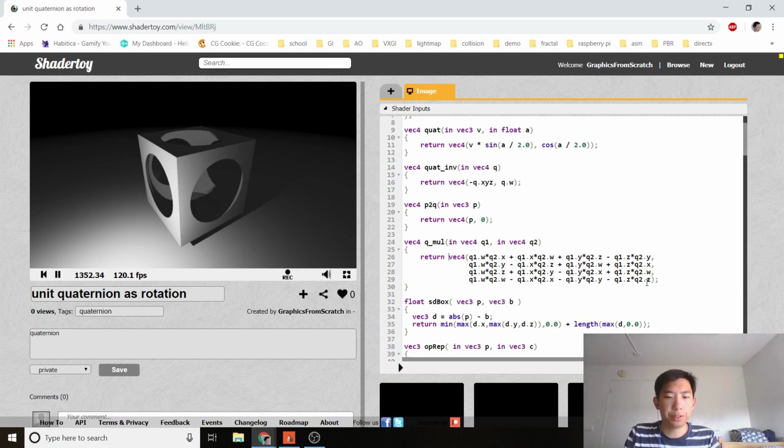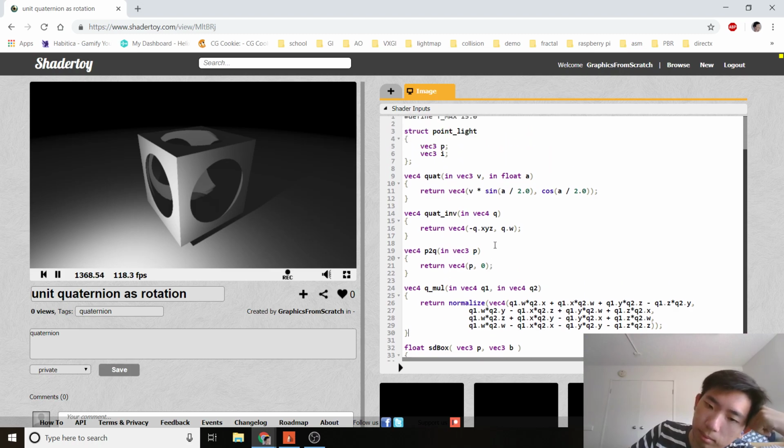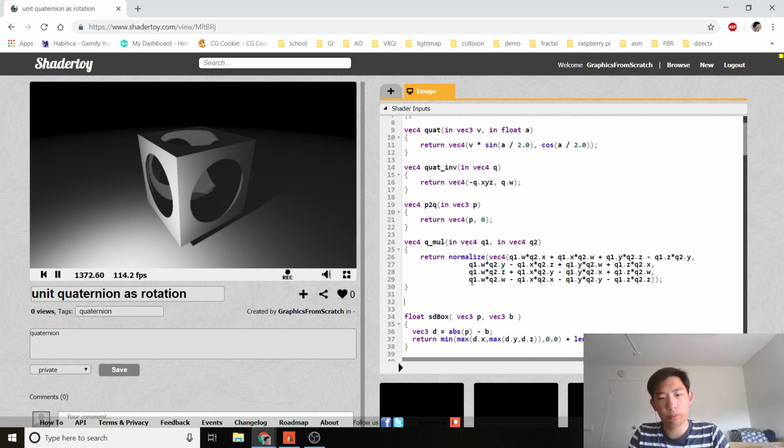And just for safety measures, I'm going to normalize them. Actually, you're required to normalize them because they're unit quaternions. It's just so the result of multiplication will be normalized. Okay, I think that's all we need to make our final procedure, which is rotate.